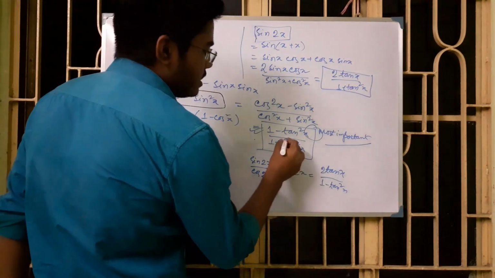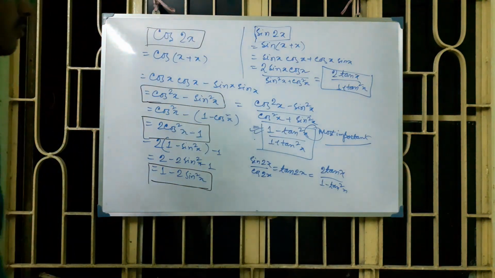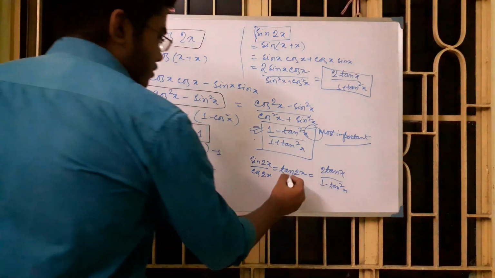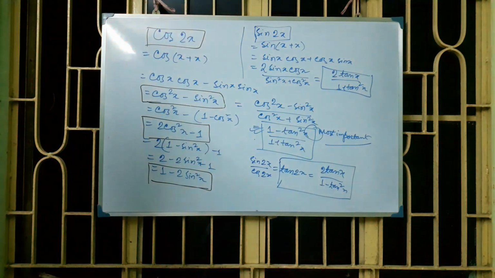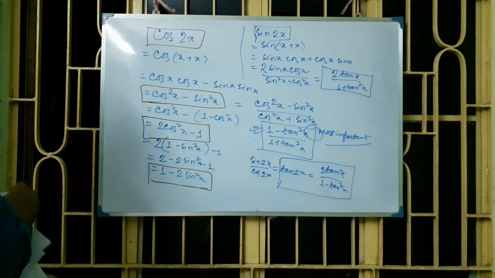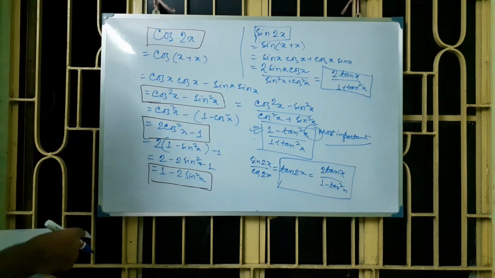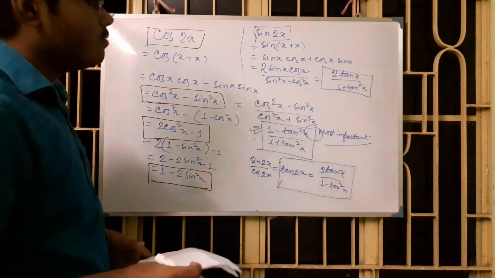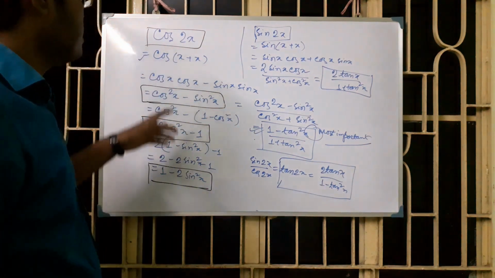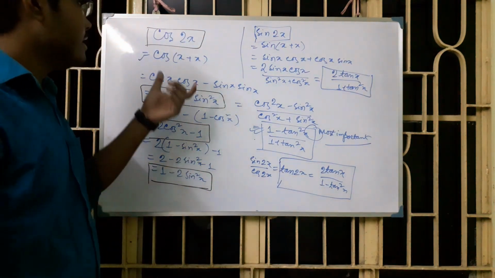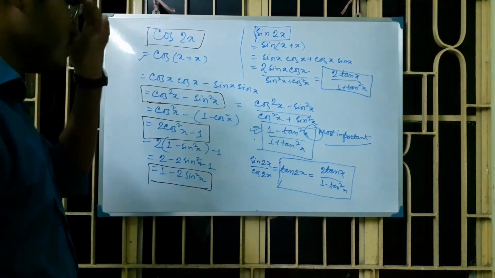Okay, 1 plus tan square x and 1 plus tan square x will be cancelled out, and 2 tan x by 1 minus tan square x will be the answer. This is also an important formula of tan 2x. Okay, so in this way we derive the formulas of trigonometry. We prove the formulas of trigonometry. Just a simple formula, that is cos of x plus y. A simple formula is giving birth to every formula. Okay, cos of x plus y.